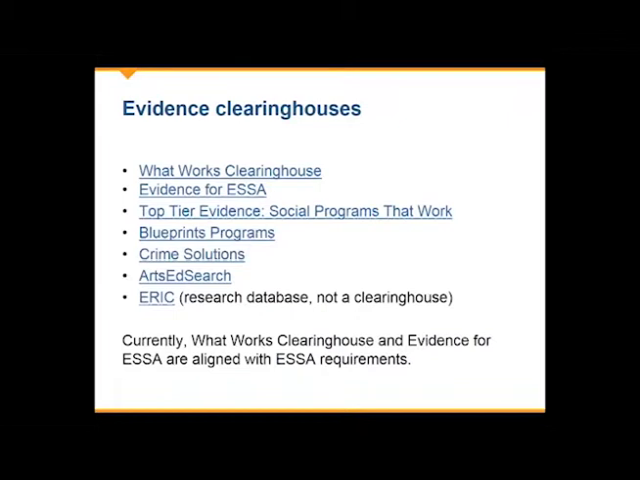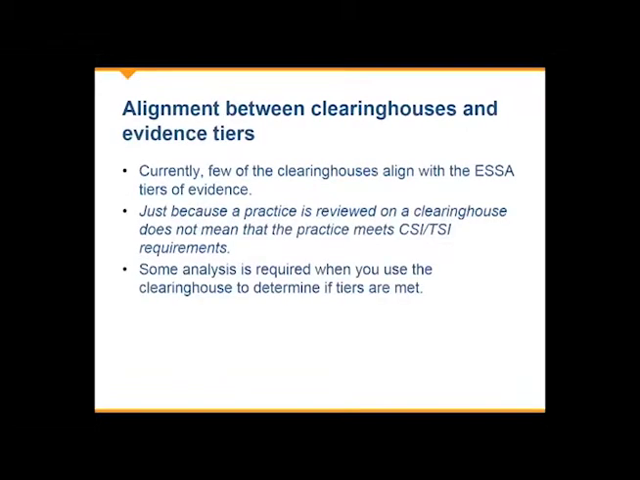They aren't quite as extensive as What Works, and when you use a clearinghouse other than What Works, you still have to keep in mind the review process for tiers 1, 2, and 3 within the What Works Clearinghouse. So you've got to go back to those slides that show the level of evidence that each has to have and work through those requirements. Currently, the What Works Clearinghouse and the evidence for ESSA are aligned with ESSA requirements. The others aren't necessarily aligned, and you would have to do that alignment yourself.